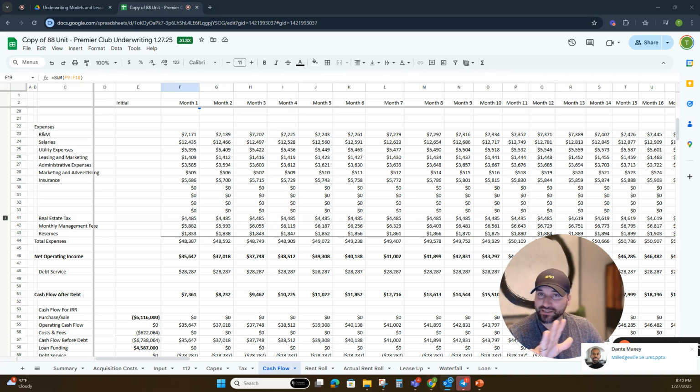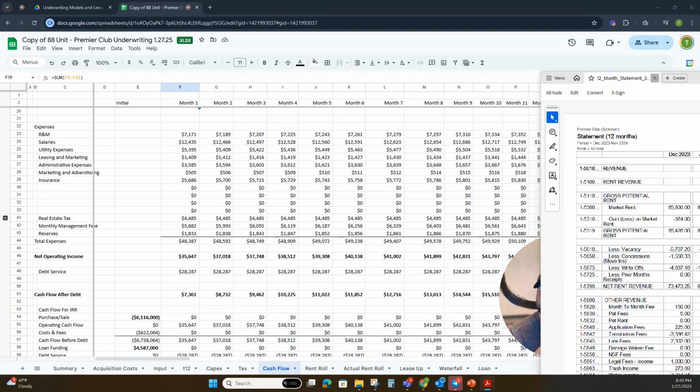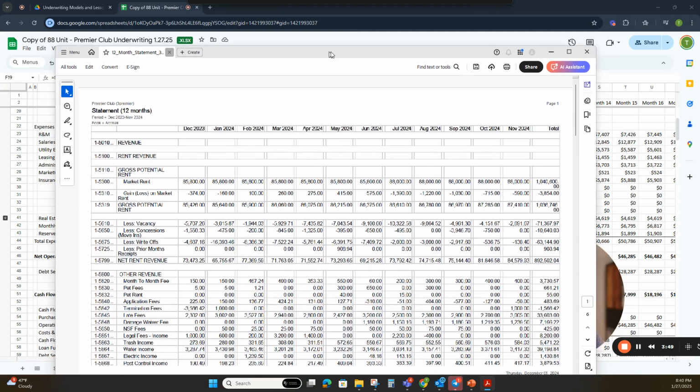Now, all of these expenses, let me just show you guys real quick. So where am I getting this information? You may be asking yourself. The information is coming from the broker. The broker sends us what's called the T12. And check this out. Here's the T12.